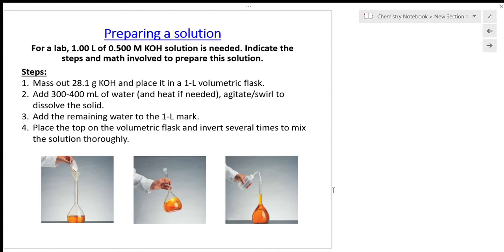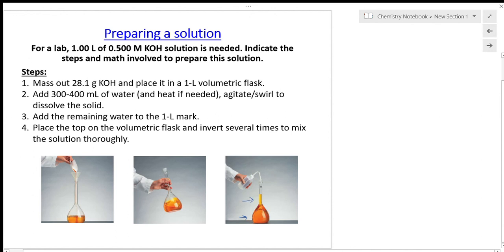Once the solid is all dissolved, add the remaining water and fill it up, making sure the meniscus hits the 1 liter mark. Okay? And then you're almost done. Now the one thing I do want to mention, which is very important, is that there's a color change here. Down here it's really dark, so it would be very concentrated. Up here it's a lot lighter in color, so it's a little more diluted.